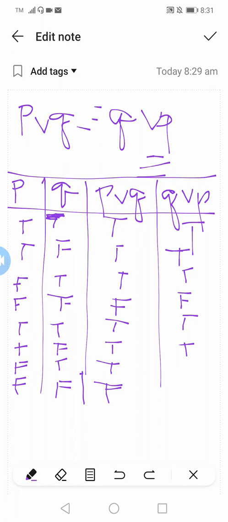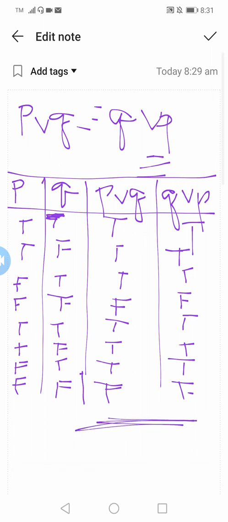Sorry. We have true. And both are false, we have false. So as you can see, people, these two have the same truth values with respect to their arrangement, with respect to their positions. So what does this mean?